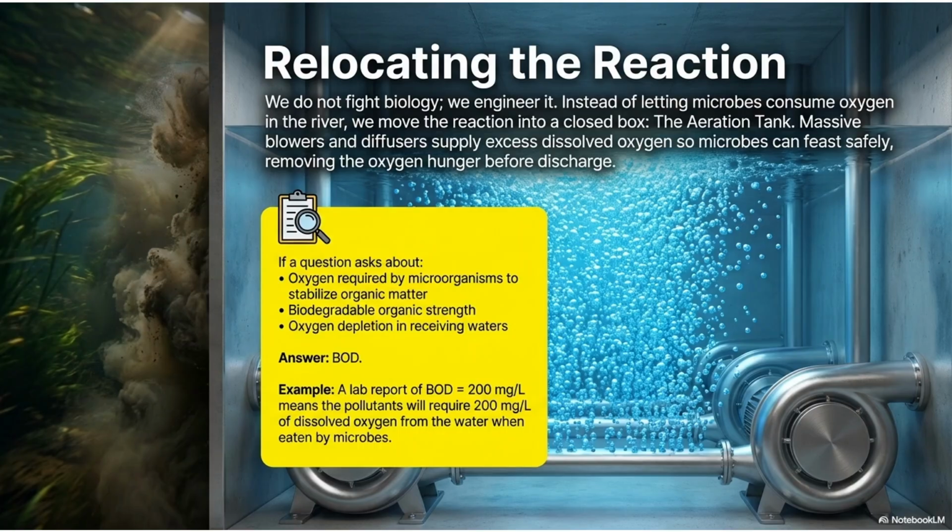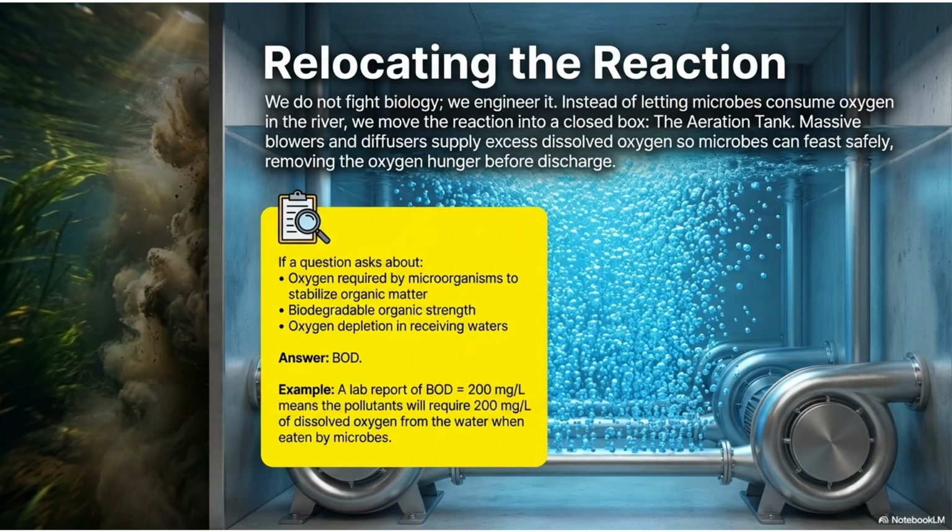In an aeration tank, we provide massive blowers that force air into water, and diffusers that create air bubbles and continuously supply excess dissolved oxygen to the water. Microbes are allowed and encouraged to grow intentionally. They are allowed to feed on all the organic waste, consume all the dissolved oxygen and multiply rapidly to their heart's desire. What was dangerous in the river becomes powerful in the aeration tank. Thus, we are not fighting biology, we are engineering it and letting it happen in a controlled manner. We take the natural biodegradation tendency and supercharge it under safe conditions.